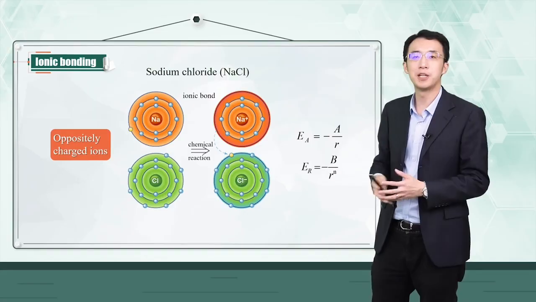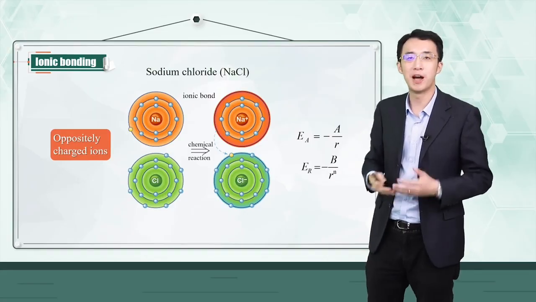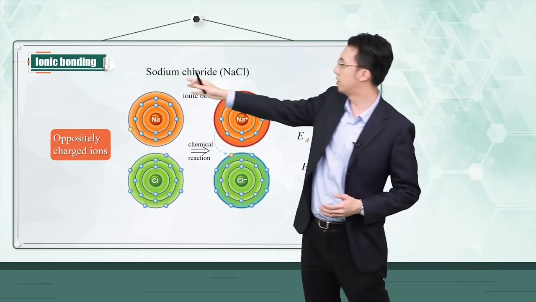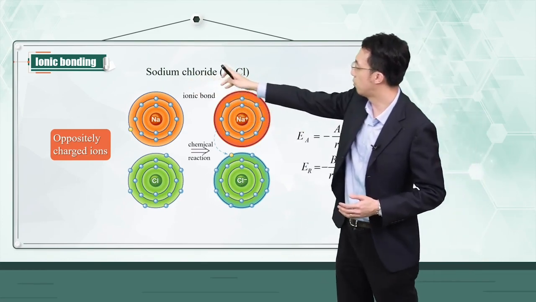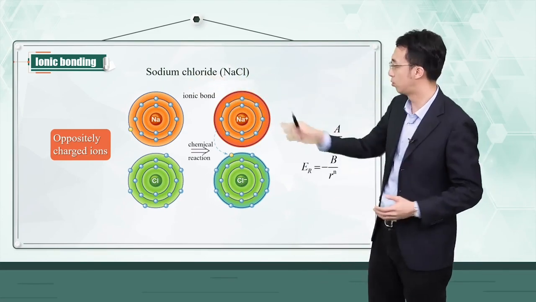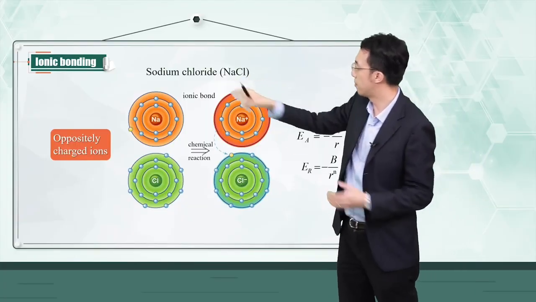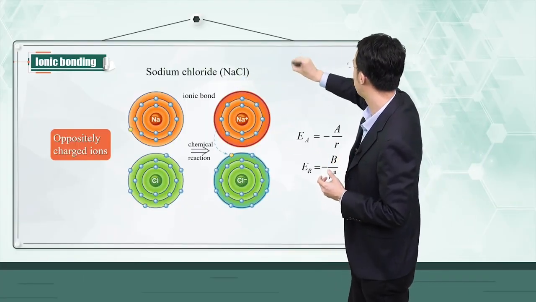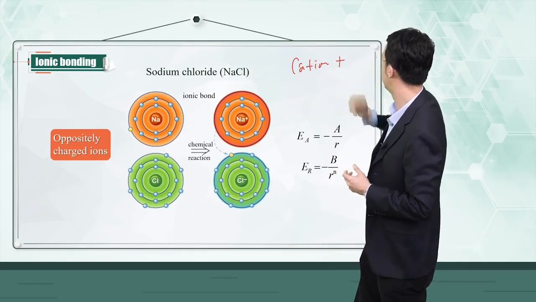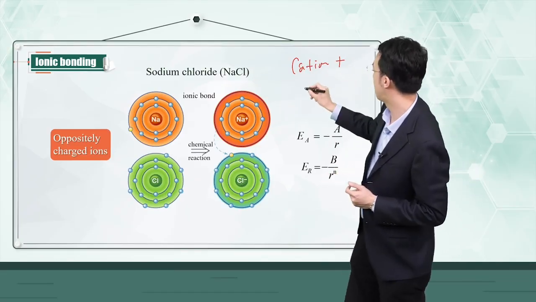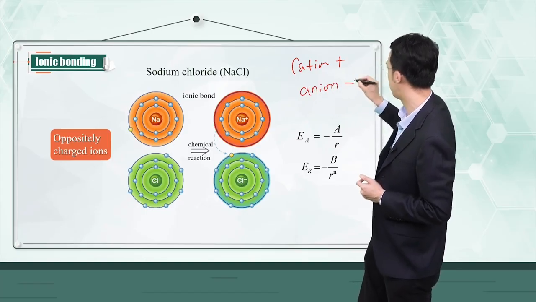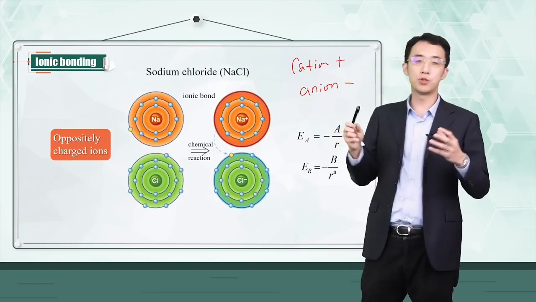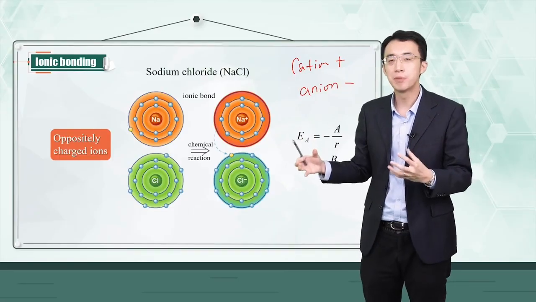Okay, so the first type of bonding we are looking at in detail is ionic bonding. And this can be exemplified by the simple sodium chloride crystal. You probably already know from your high school chemistry that the sodium chloride crystal is formed by the sodium atom giving up one electron to the chlorine atom. So the sodium atom forms the so-called cation, which is positively charged, and the chlorine atom becomes an anion, which is negatively charged.